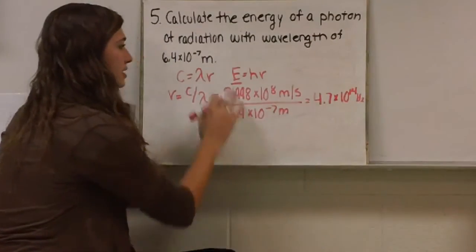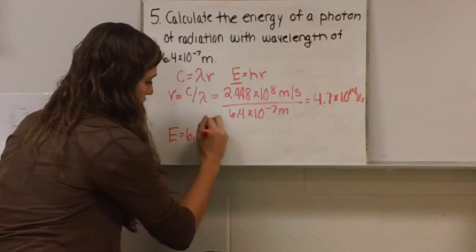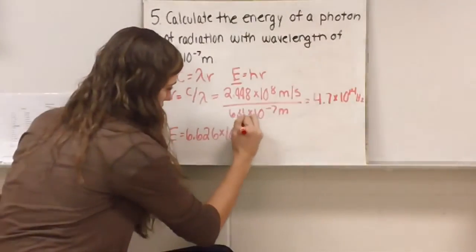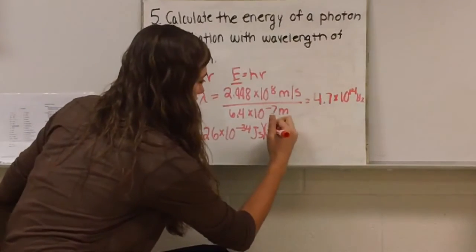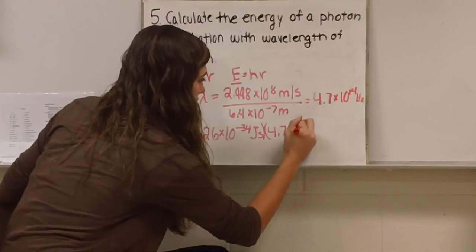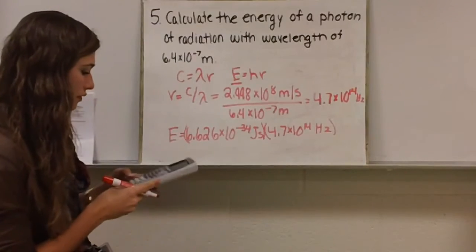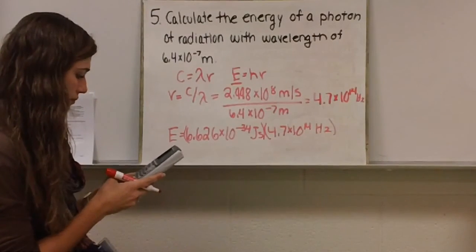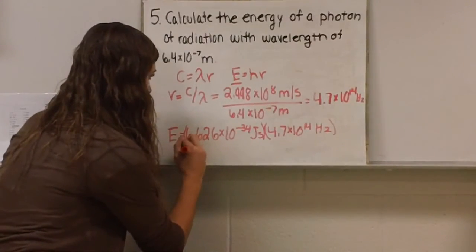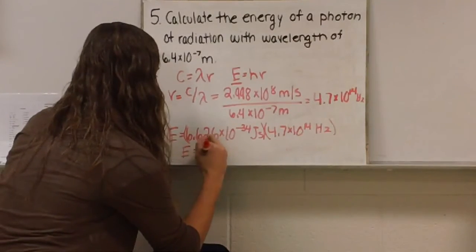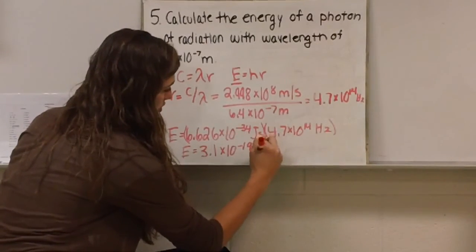So then we're going to take our frequency and plug it into the energy equation. So E is equal to Planck's constant times our frequency to give us an answer of our energy equals 3.1 times 10 to the negative 19 joules.